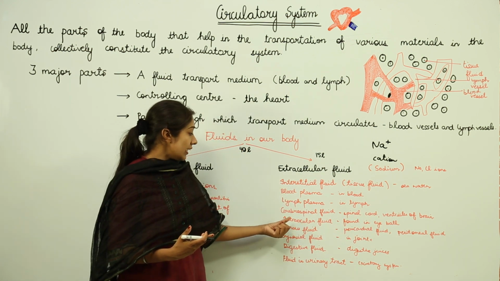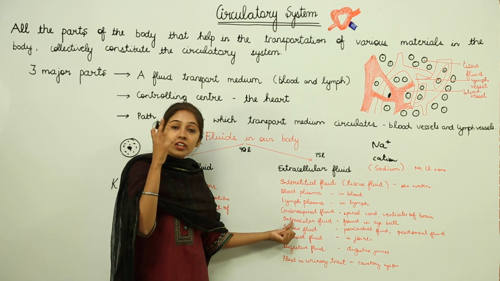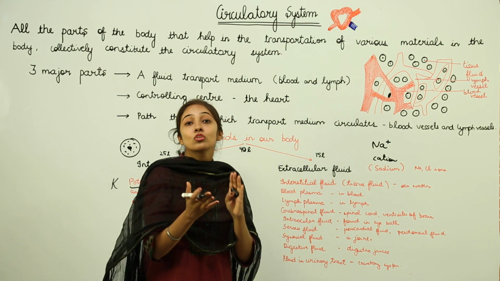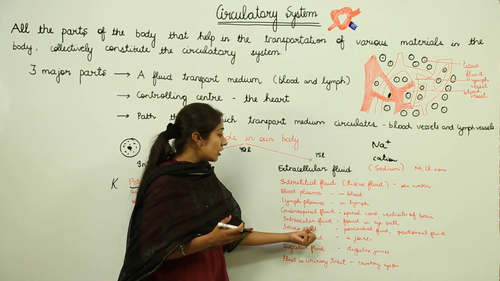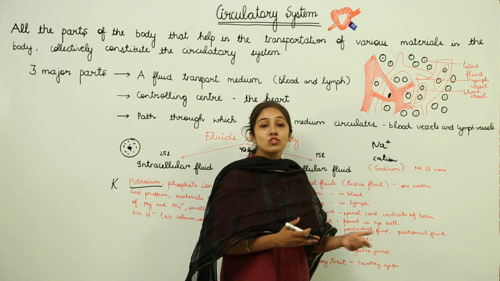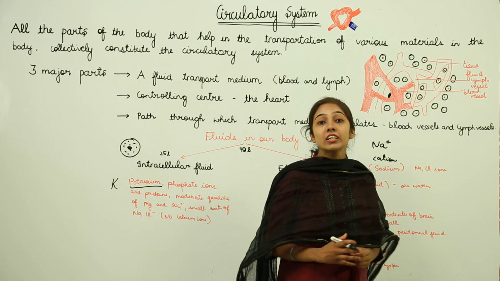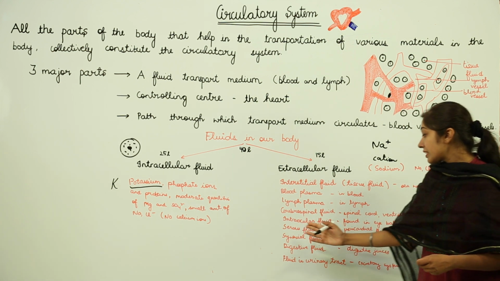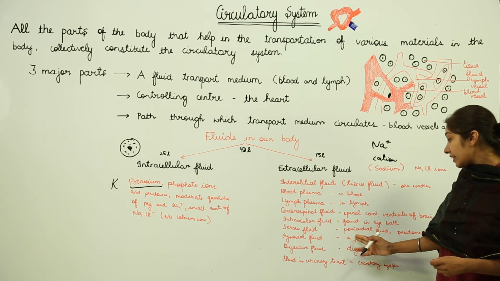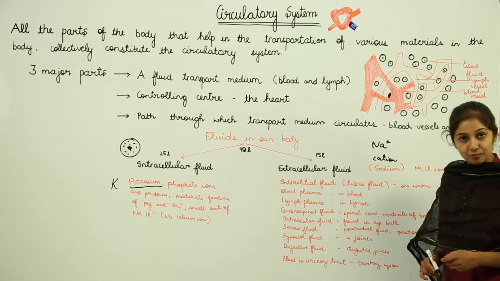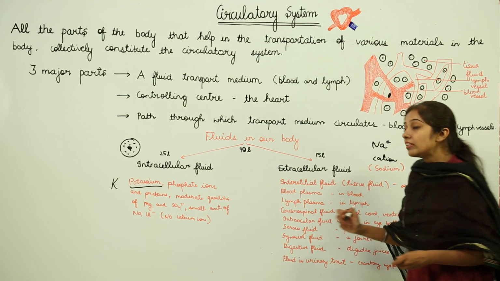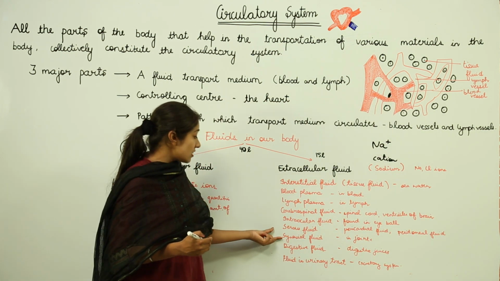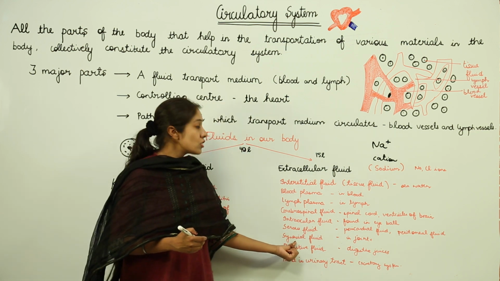Then we have the intraocular fluid. Just remember the name from ocular, that we are talking about something linked to the eyes, right? The intraocular fluid is found in the eyeball. When we talk about the structure of the eyeball, we have vitreous humor and aqueous humor, so the intraocular fluid is found there. Then we have the serous fluid, that is the pericardial fluid, or you can say peritoneal fluid. Then we have synovial fluid. By the word synovial, just remember we are talking about the joints. So the fluid that is there in the joints, we call synovial fluid.